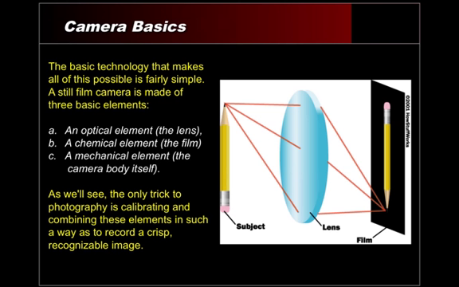So when we look at the camera basics, what you need is an optical element, the lens, to be able to take the light in and disperse it properly. You've got the film on the back end, the chemical element, and then you've got the mechanical element itself, which is the body of the camera.